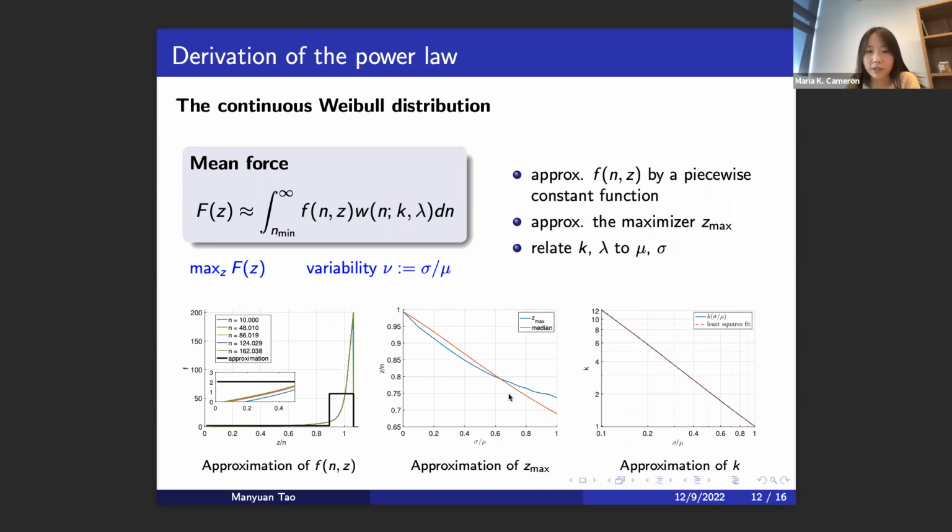For this approximation, we found a correlation between the z max and the median of the Weibull. Finally, we relate k and lambda, the 2 parameters in the Weibull distribution, to the variability. We found a power law between the parameter k and the variability. What is parameter k? k is the shape parameter in the Weibull distribution.